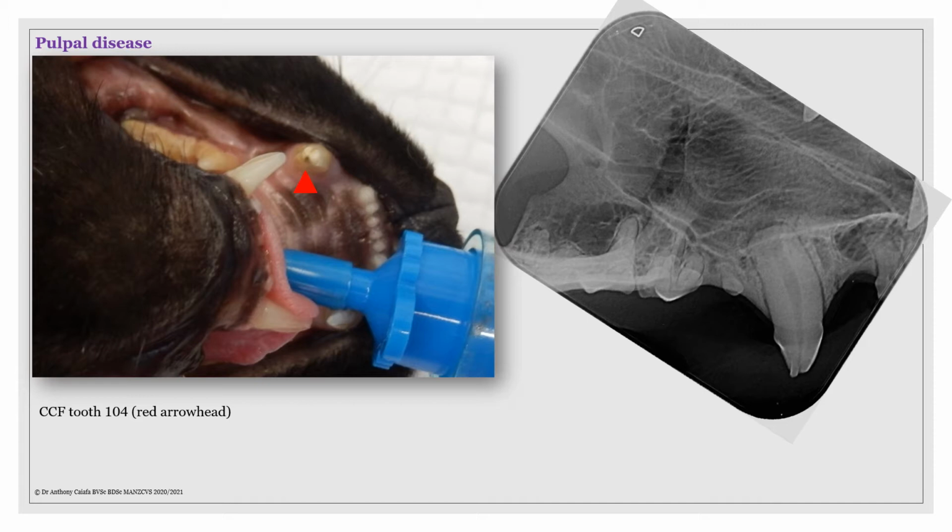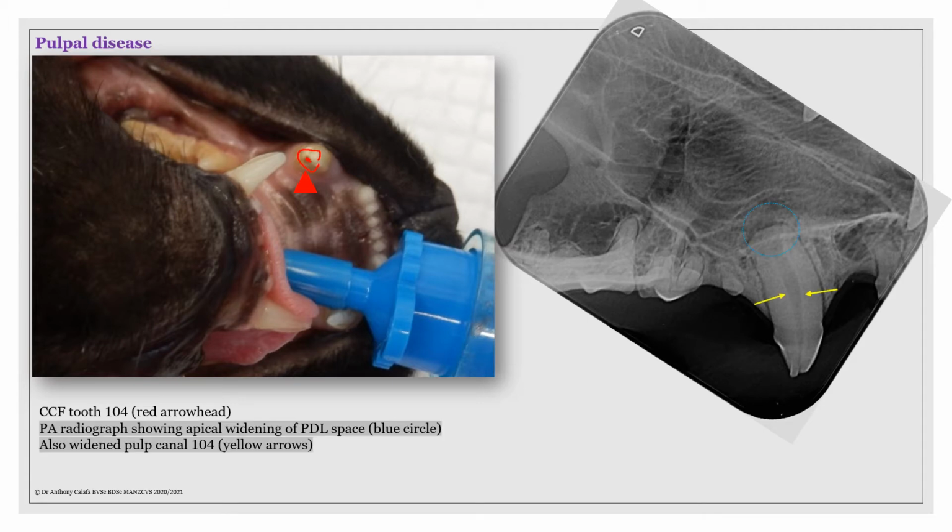This is a very good example of a complicated crown fracture in the tooth 104. So this tooth here has a pulp exposure. You can see it there. And with that pulp exposure, if we've taken a radiograph, so this is a mesiolateral view of that tooth, you can see that the pulp canal is quite wide. You can see how wide it is compared to, say, the neighboring teeth.